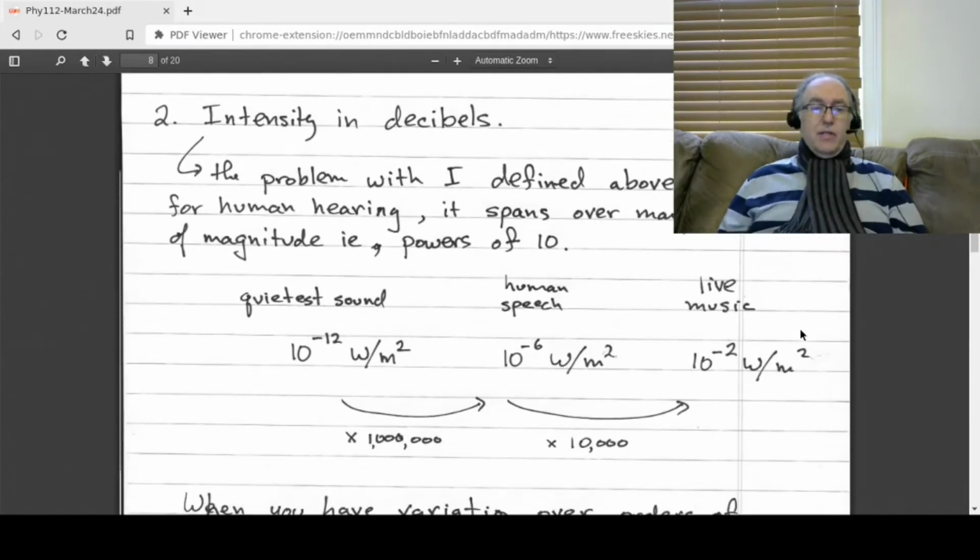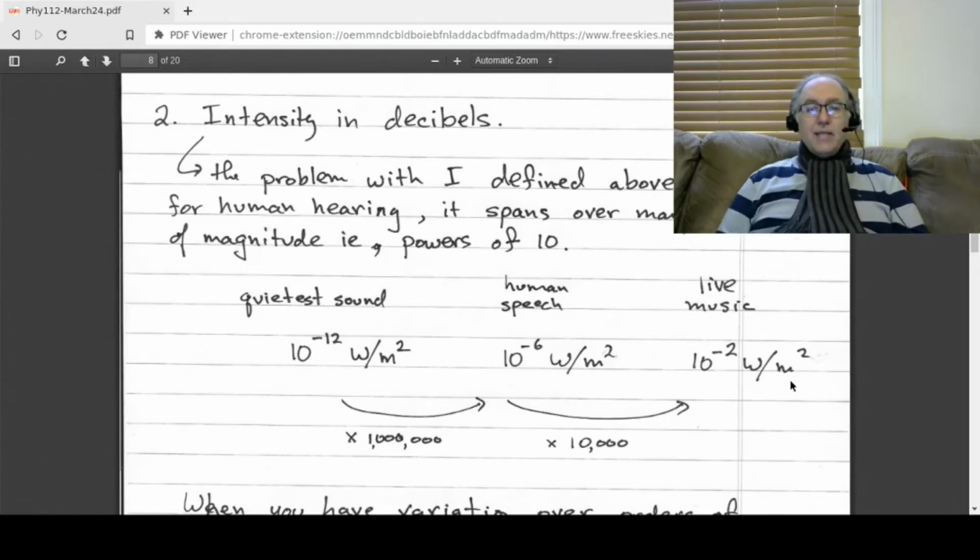The next thing about intensity is that intensity, especially when it comes to human hearing, spans a very, very large range. It's actually quite amazing how quiet we can hear and how loud we can hear. So we're in a situation with hearing where it goes over many orders of magnitude, that is many powers of 10. And that's a little bit hard to get your head around, this idea of many different orders of magnitude. So let me try to describe it to you.